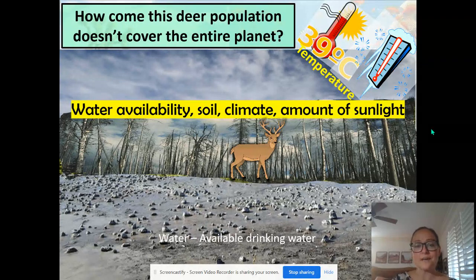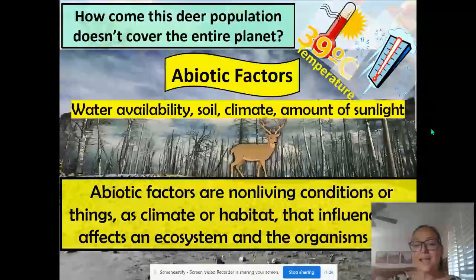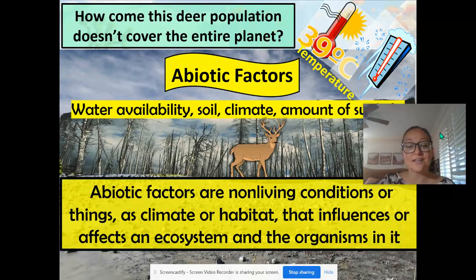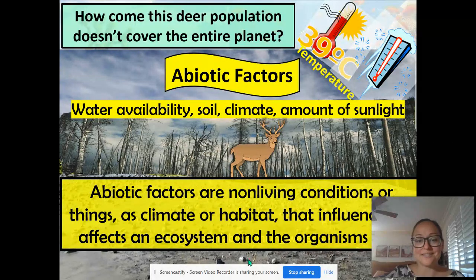For example, if a forest fire rages through a forest, now there are no trees and therefore no food for the deer. Or on the opposite, let's say there's lots of rainfall and abundant sunlight, and so now the plants are thriving. Well, then that would lead to lots of deer in a population. These factors that are not living are called abiotic factors, and they are things such as climate or habitat, and they influence or have an effect on ecosystems and the organisms within those ecosystems.